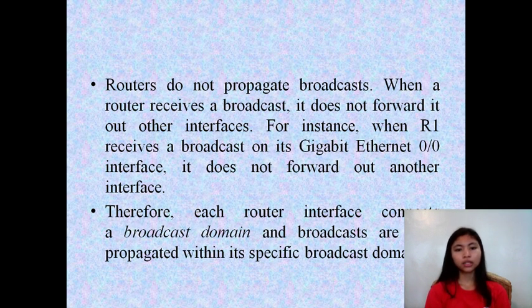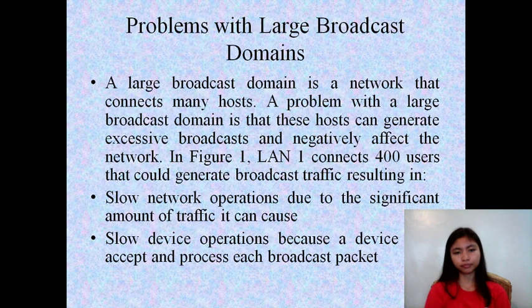Routers do not propagate broadcasts. When a router receives a broadcast, it doesn't forward it out other interfaces. For instance, when R1 receives a broadcast on its GigabitEthernet 0/0 interface, it doesn't forward it out another interface. Therefore, each router interface connects a broadcast domain, and broadcasts are only propagated within its specific broadcast domain.